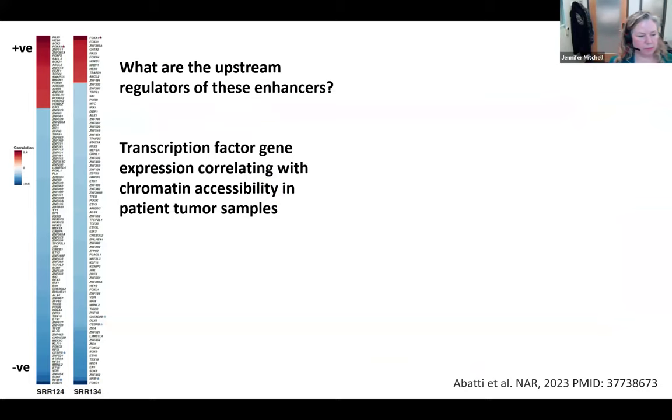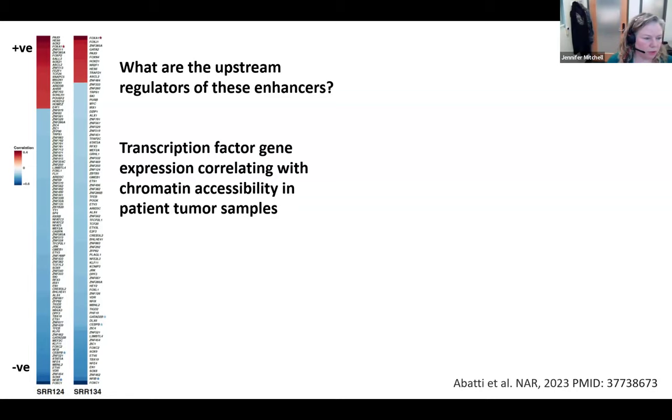And so now that we knew what this enhancer's normal purpose is in the genome and in development, we think this is a highly conserved function of this region, conserved in mammals and likely more deeply conserved than that. But we wanted to know what the upstream regulators of this enhancer are, and what's actually happening in the patient tumors to cause this aberrant expression of the enhancer.